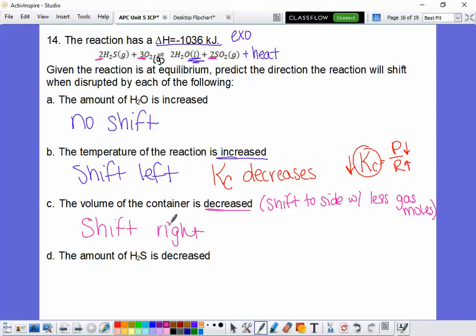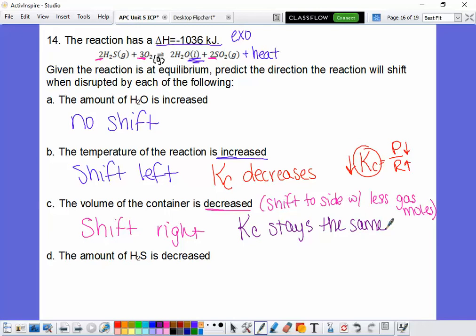Good. And how would that affect my Kc? We're shifting to the right, so Kc should increase, right? Kc doesn't change because the only thing that can affect the equilibrium constant is a temperature change. And we didn't change temperature here, so Kc stays the same. So don't get tricked. Okay?